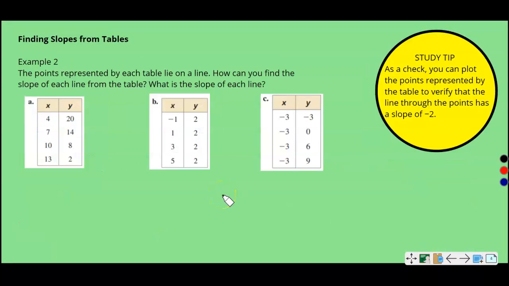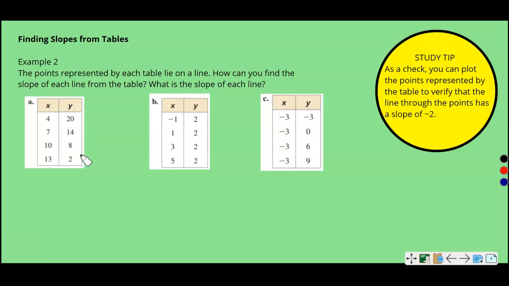All right, example 2, finding a slope from tables. All right, the points represented by each table lie on a line. So it's telling you that it's linear because it's telling you it lies on a line. How can you find the slope of each line from the table? What is the slope of each line? All right, so if we know these are linear, we know it has a constant rate of change, which means you can choose any 2 points from the table to use the formula to find the slope.